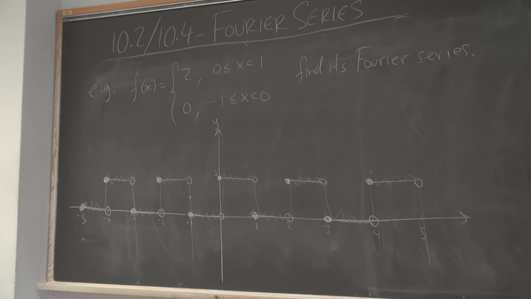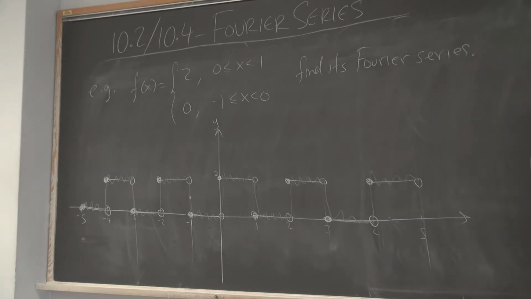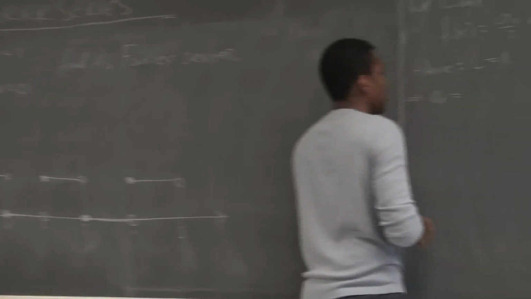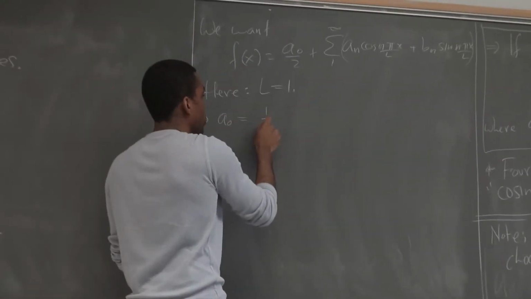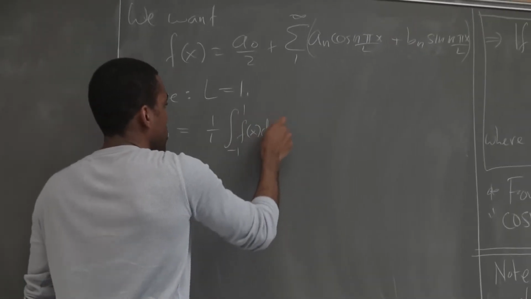So we want f of x to be a0 over 2 plus the series from 1 to infinity of an cosine n pi x over L plus bn sine n pi x over L. Here, your L equals 1, right? So you're going to be able to plug that in. So this will mean your A0 is going to be 1 over 1 times the integral from -1 to 1 of f of x dx.